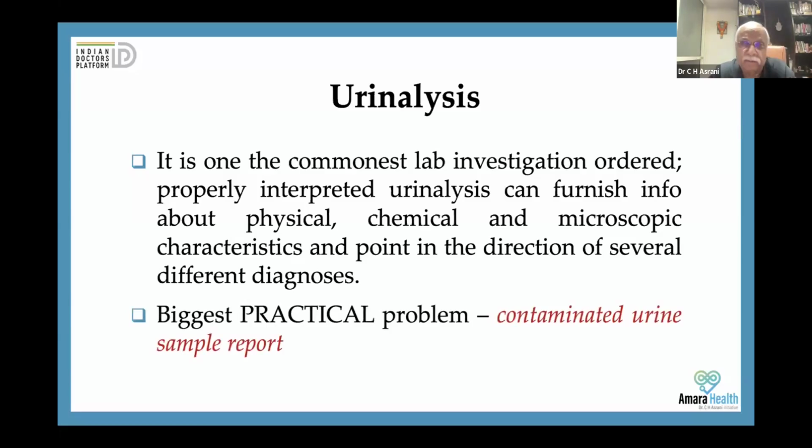Biggest practical problem that we have in practice is contaminated urine sample. You have a patient who has pus cells 150, 200. Patient is afebrile. Patient has zero symptoms. Yes, it could rarely be sterile pyuria. But in almost 90% patients, when they are explained how to collect a sterile sample of urine, the pus cells disappear and become 0 to 5 only.